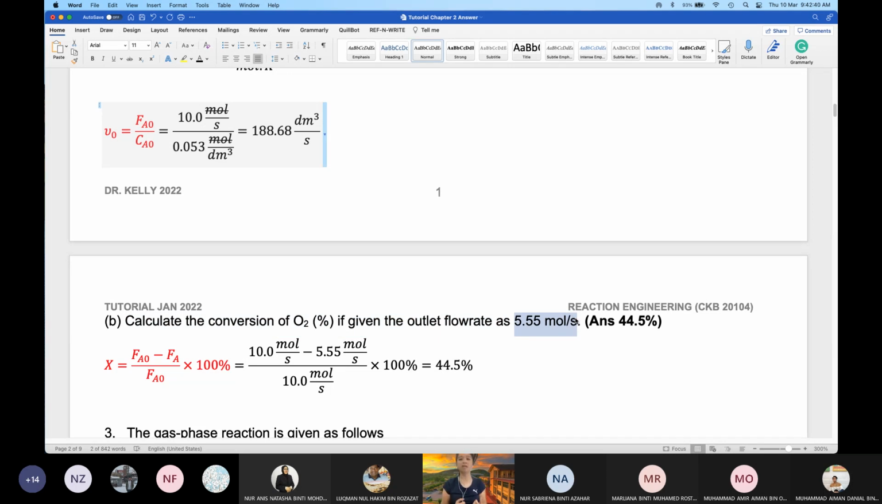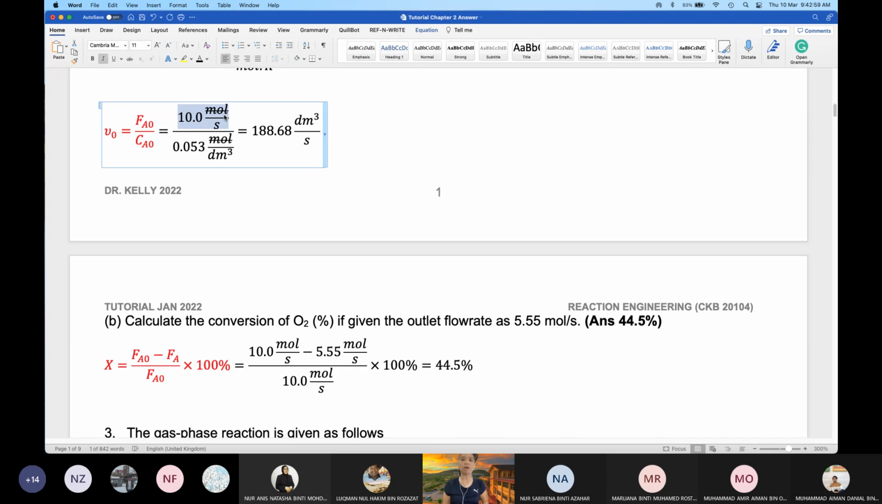So again, mole per second, mole per time, molar flow rate. Dia kata outlet molar flow rate. So dia beri kita FA. So kita tadi dah tahu FA0 kan, dalam soalan FA0 given as 10 mole per second. Tu initial molar flow rate. Part B ditambah lagi, dia beri kita outlet molar flow rate.